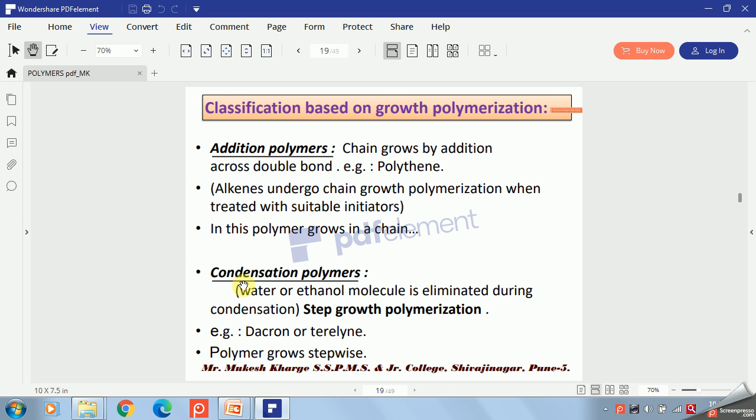So it is a chain growth polymerization. Then the second type of polymer is condensation polymer. During the polymerization, water or ethanol type of molecules are removed and they are step growth polymerization. Example is dacron or terylene. So these polymers can be grown in a stepwise manner.